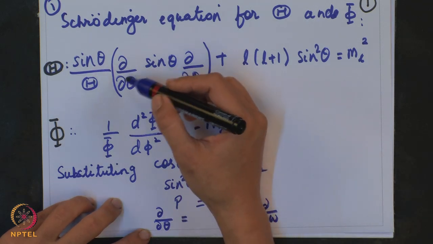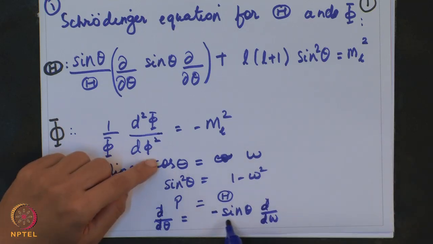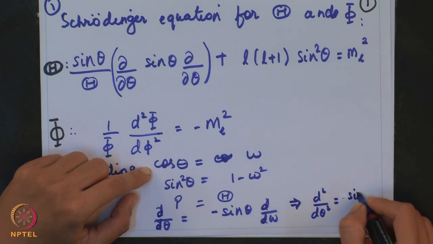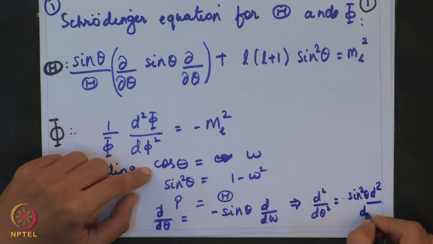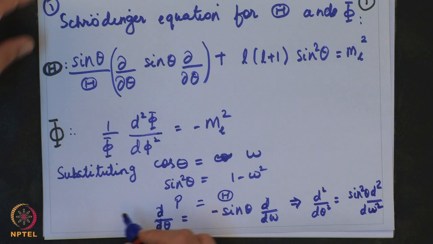Now, this is a function of theta only, so I can write complete differentiation instead of the partial one. This will be d by d theta is minus sin theta d by d omega. I have got this from d omega upon d theta, which is nothing but minus sin theta. This would imply that d square by d theta square will be equal to sin square theta d square by d omega square, correct. Now, we will make these substitutions in the first and second equations.